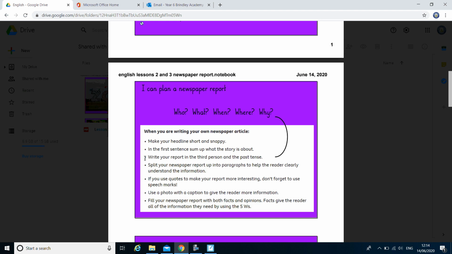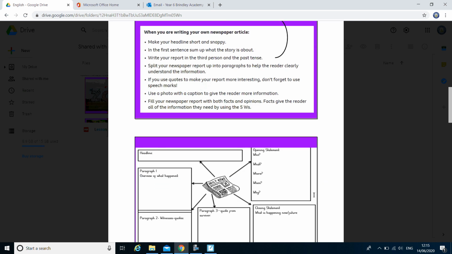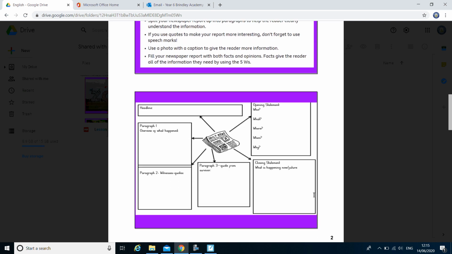It needs to be split up into paragraphs. We want to use quotes to make our writing interesting. You might also want to include a picture. And what we have got here then is a planning template that should help you do that.